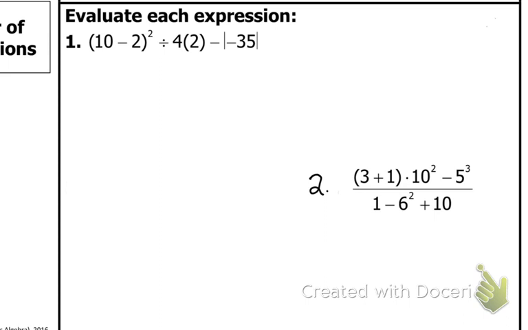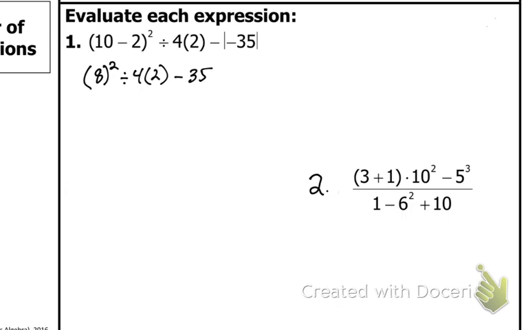So that negative thing here, our absolute value. So we need to do that 10 minus 2 first. 10 minus 2 is 8. So we have 8 squared divided by 4 times 2 minus, what's the absolute value of negative 35? 35. Okay, cool. All right, I took care of everything that has parentheses that we have stuff to do.